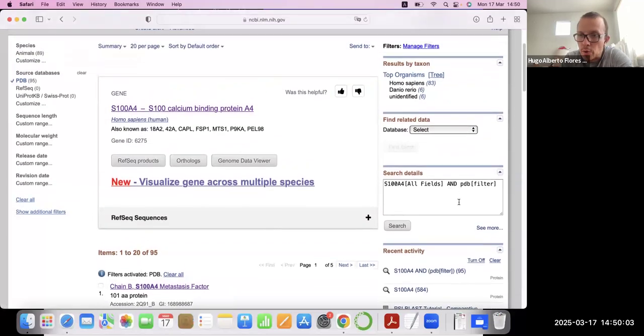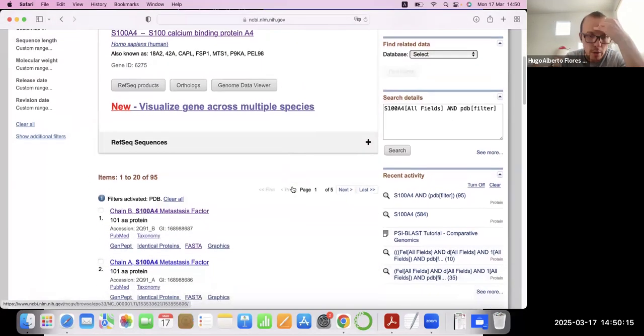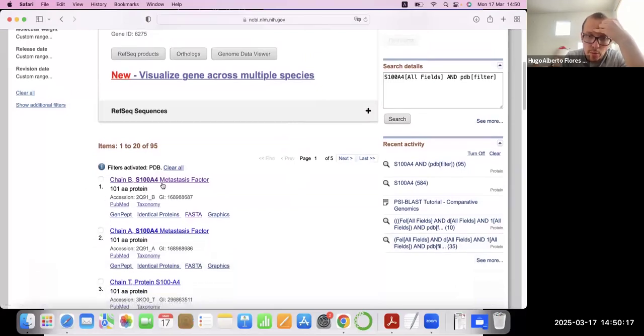Since I added another condition, I get fewer results now. And for instance, here I can see the name, the gene, and I can explore different things here. I'm going to my first record here that says S100A4 metastasis factor, chain B. I can go and access it.